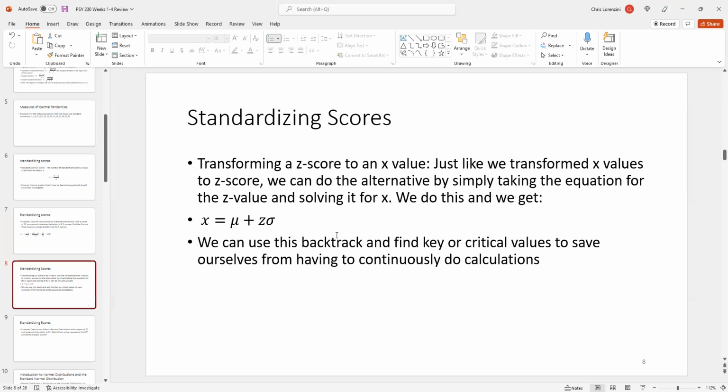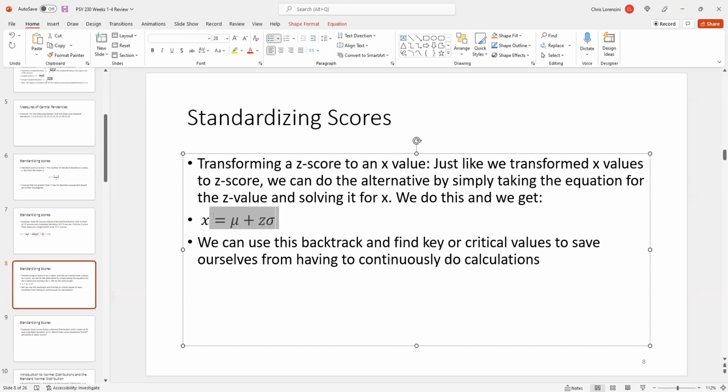All right. Now, transforming a z-score to an x value. Just like in the previous one, we took a measurement value and transformed it into a z-score. I can work myself backwards by taking that equation and solving for x. X equals mu plus z sigma. Then I can figure out, based on the number of standard deviations away, what measurement value I need to look at.